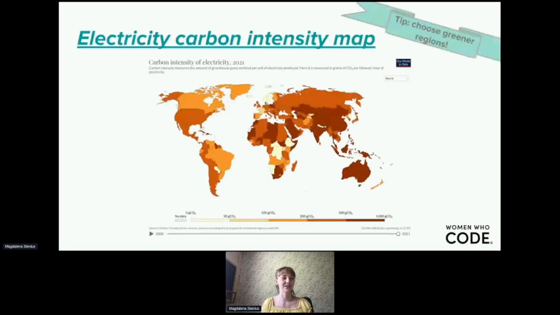So this is also a tip I have for you. Choose greener regions. If you have the possibility and you are using cloud compute, pick those regions that are more energy efficient, or that have a lower carbon intensity.